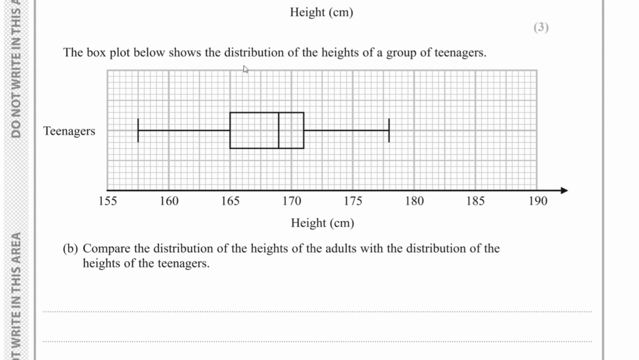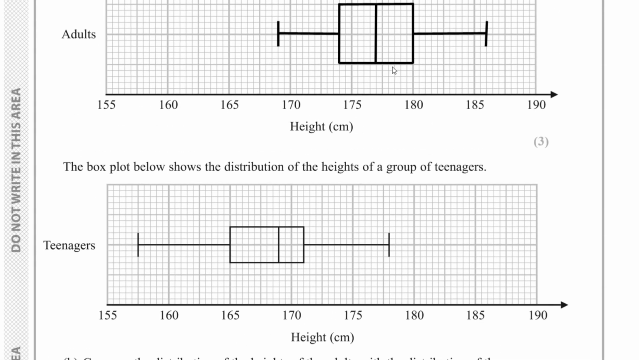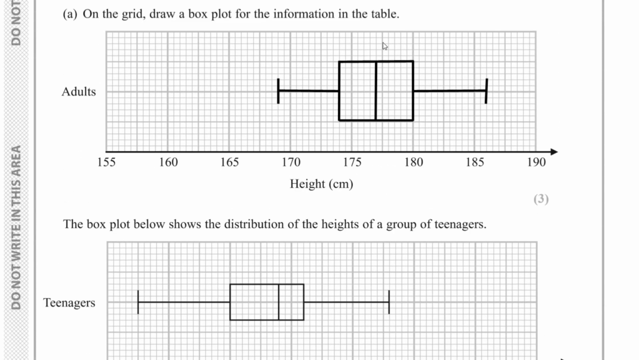The box plot shows the distribution of the heights of a group of teenagers. We have to compare the distribution of the heights of the adults with the distribution of the heights of the teenagers. Well, there's two things we can compare. We can compare the median, and we can also compare the interquartile range.